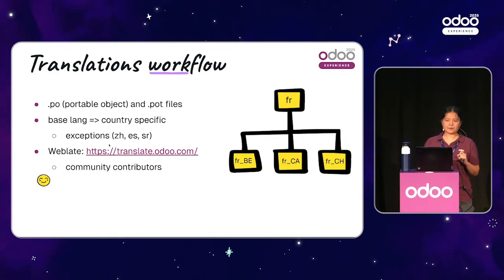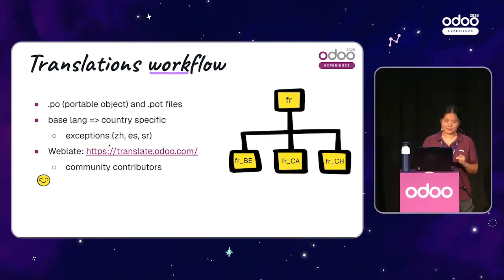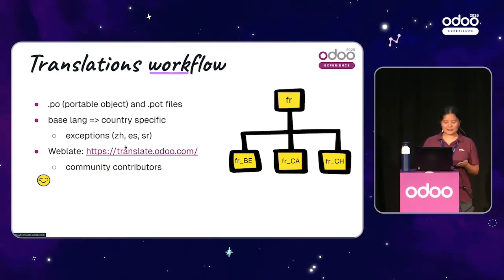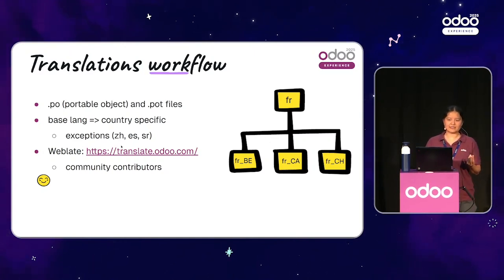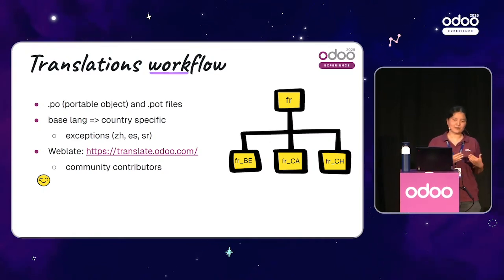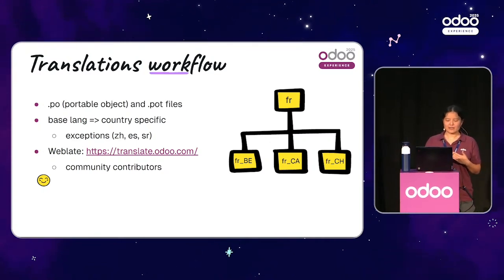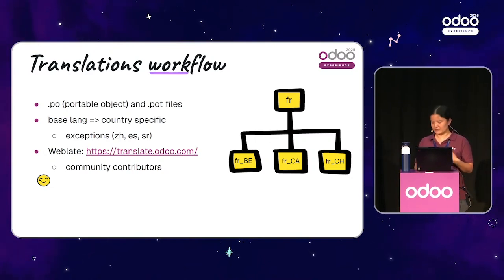But we do have a couple exceptions because languages are always complicated. And some of the exceptions I listed here are Chinese, because you have simplified Chinese and you have traditional Chinese, and they are not mutually intelligible. So you cannot have one be based on the other one when a translation is missing. We also have the same problem with Spain Spanish and Latin American Spanish.